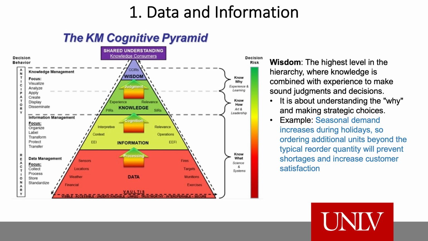At the top of the pyramid is wisdom. Wisdom goes beyond understanding how to act. It explains why certain actions align best with long-term goals, values, and strategy. In the retail example, wisdom might lead a manager to order additional inventory ahead of a holiday season to improve customer satisfaction and avoid stockouts. Wisdom integrates experience, strategic thinking, and organizational priorities. It represents shared understanding that supports coordinated and forward-looking decisions.